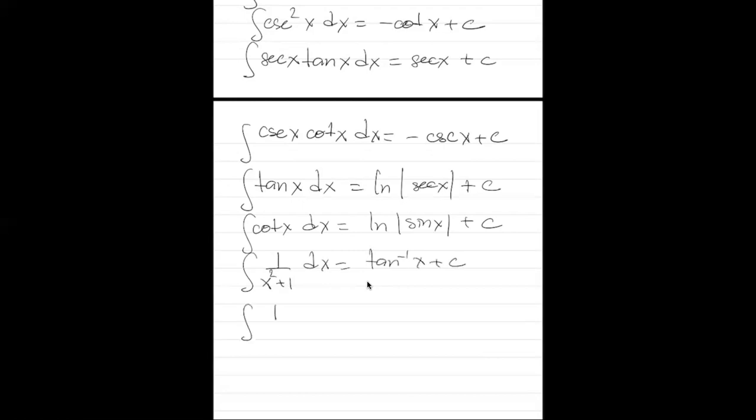And now we've done a problem where instead of 1, we have a squared. And if you forget that formula, it's easy to derive it using substitution. And one last one, the integral of 1 over square root of a squared minus x squared dx. This is the arc sine of x over a. So if you substitute a equals 1, then you're going to get the arc sine formula.